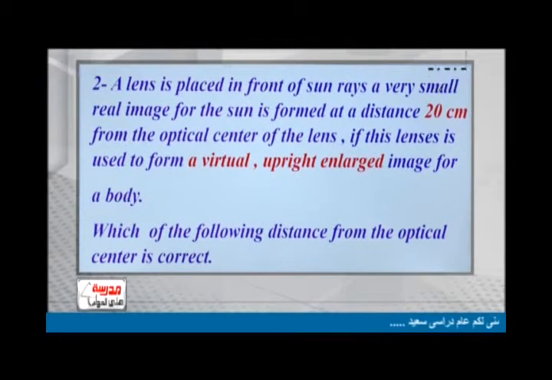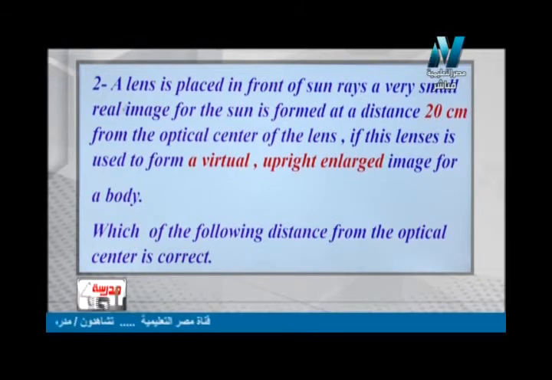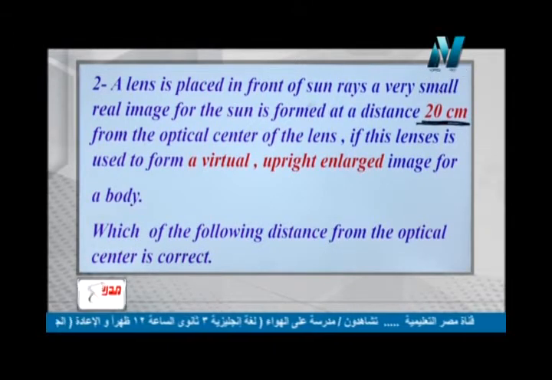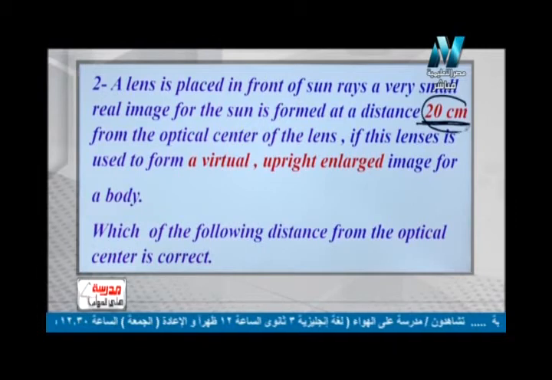Okay, the next question says: a lens is placed in front of sun rays. A very small real image of the sun is formed at distance 20 centimeters. We got the game, right? So here the focal length is how many? 20 centimeters from the optical center of the lens.